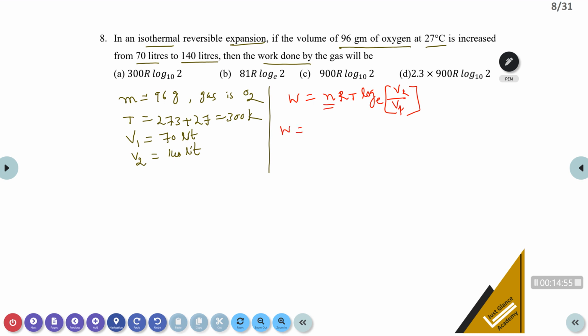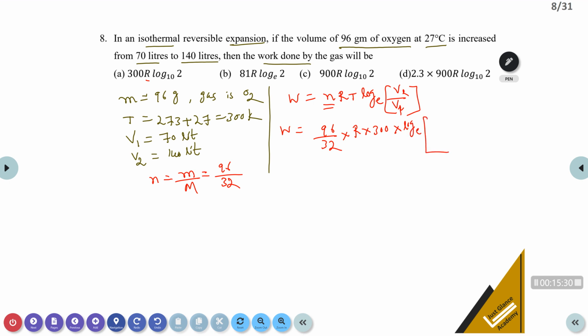But n equals what? The number of moles, n equals m divided by M, where m is the mass of the gas, 96. And the molecular weight of oxygen is 32. So substitute: 96 divided by 32 is 3, into R. All answers are in terms of R, no need to write 8.31. Into R into 300 into log to the base e.